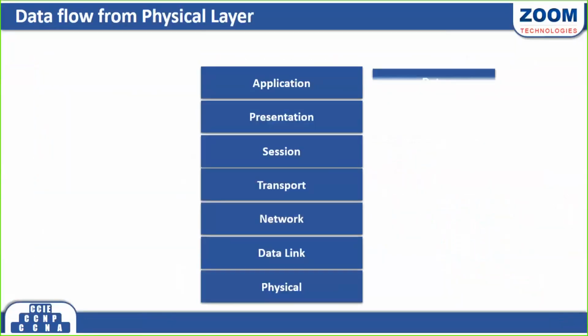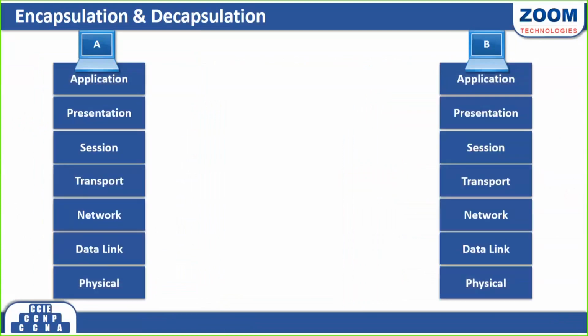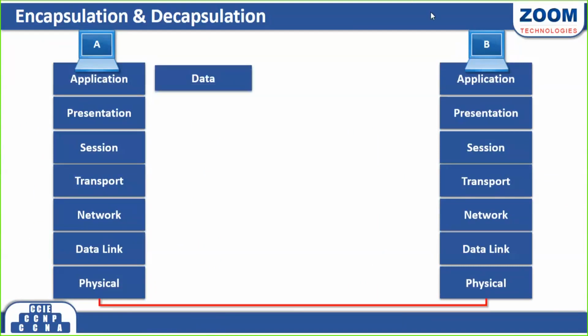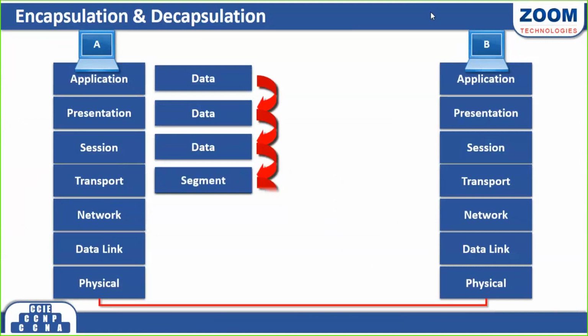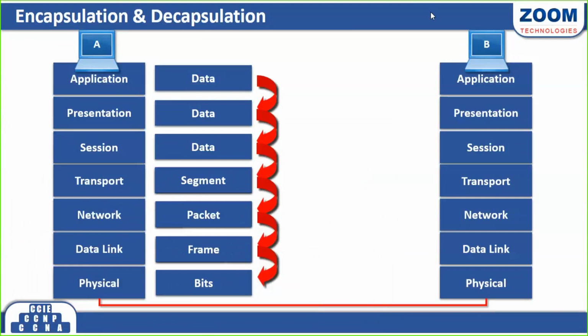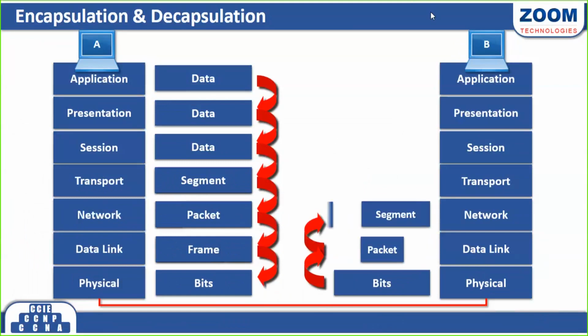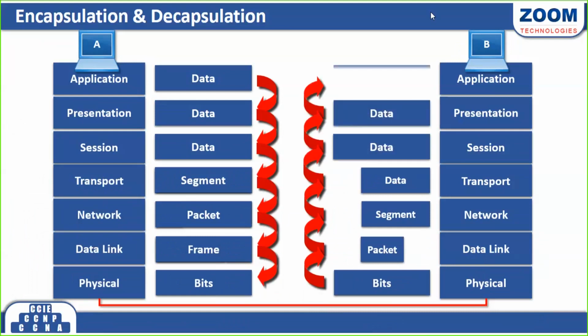So data flows from device A to device B, adding headers. Headers are added. This process we call encapsulation. Once encapsulation is done, it will come to the physical layer, which is bits. Then at the receiver it removes the data link header and trailer, removes the network header, which is decapsulation. Finally, device A will send data and device B will receive the data. But in the backend, all this encapsulation and decapsulation is happening.